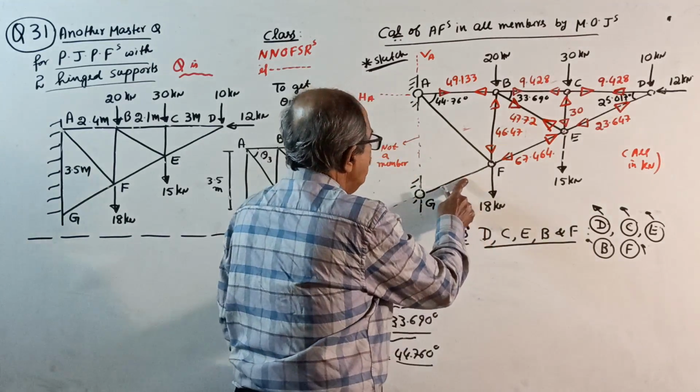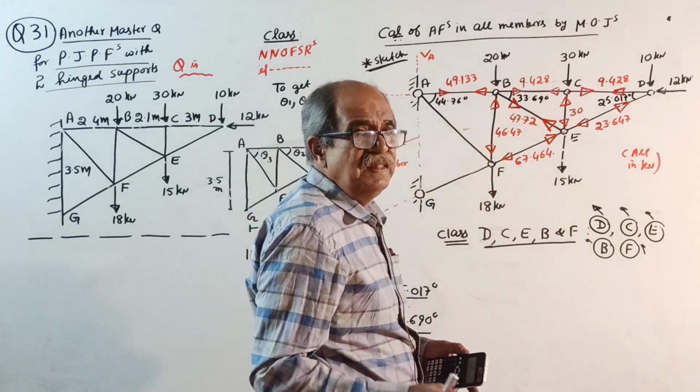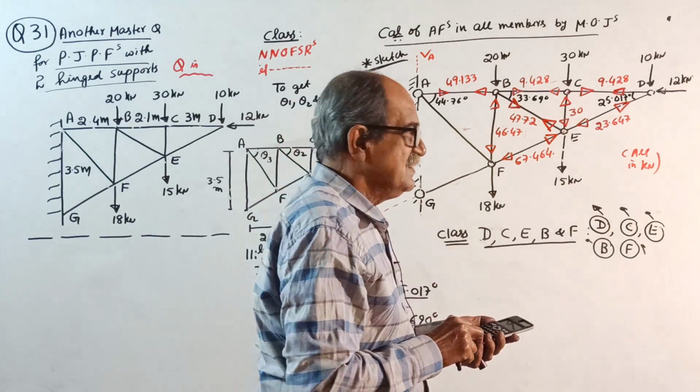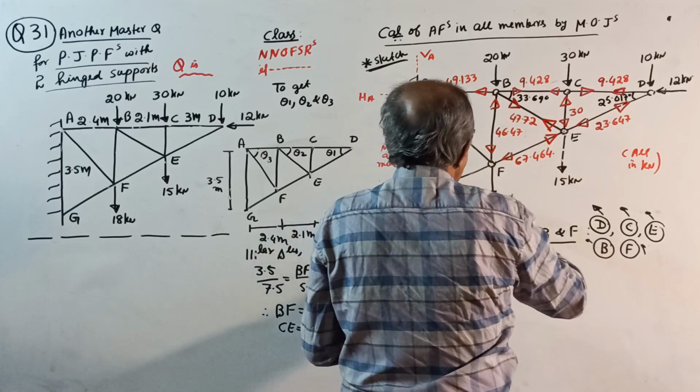Again remember, when you come to joint F, both members are inclined. So, a little struggling is good for health. Good for health means what? You struggle and get the answer. I will first resolve perpendicular to this one, then along that member.